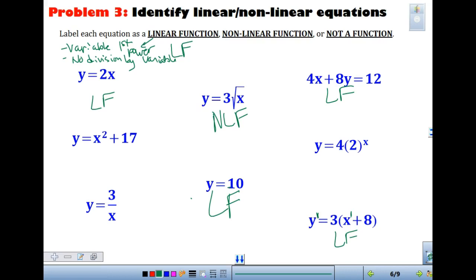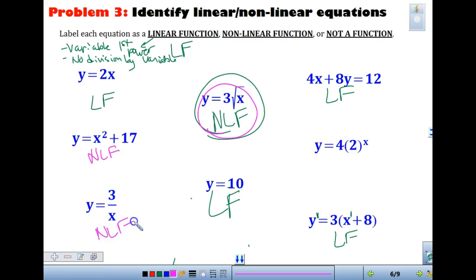So our other nonlinear functions, let's make sure we put those ones down. This was nonlinear if we were looking at it, right? So our nonlinear function. This is going to be a nonlinear function, nonlinear function, nonlinear function. All of them were functions. What one would not be a function?